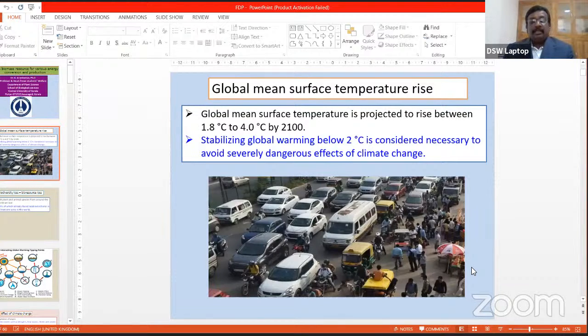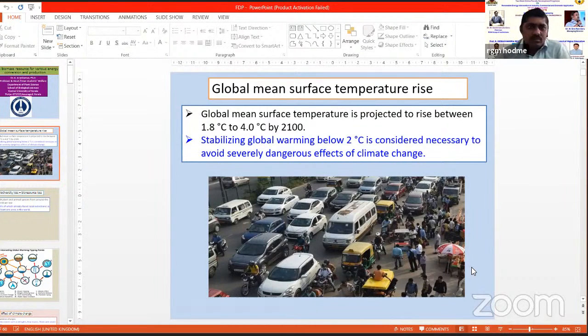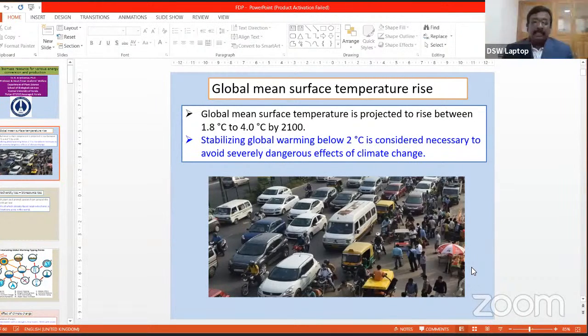As you all are aware, we are facing global warming through changes in climatic conditions, shifting rainy seasons, adverse crop failure and unexpected rain nowadays. The projected global mean temperature rise is between 1.8 degrees Celsius and 4 degrees Celsius by the year 2100. Stabilizing global warming below 2 degrees centigrade is considered necessary to avoid the severe dangerous effects of climate change.